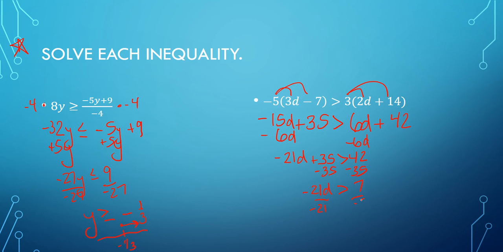Here we go. We're dividing by a negative again. So make sure you flip that inequality. And 7 over 21 is also 1/3. So we got negative 1/3 on this one as well. Okay, but this time less than. So open circle and to the left. Alrighty. That's all there is to solving inequalities.